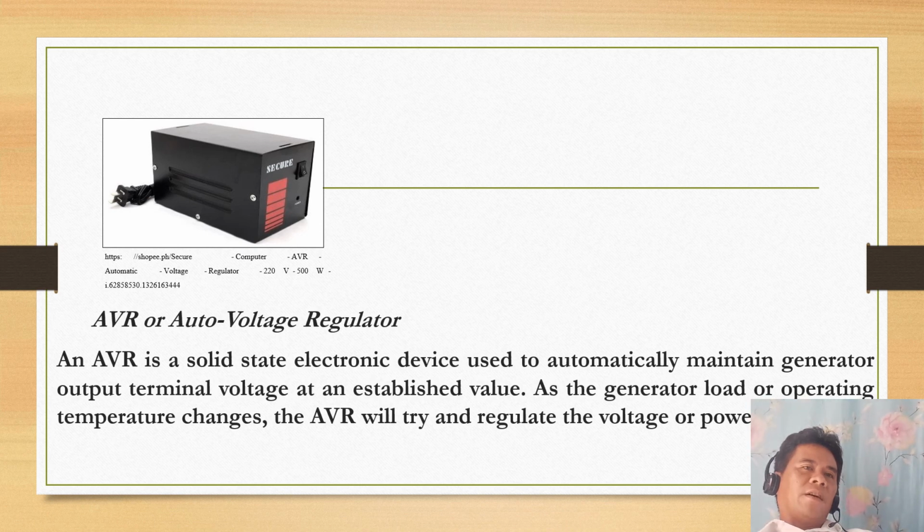So the EVR or the auto voltage regulator is a solid-state electronic device used to automatically maintain generator output terminal voltage at an established value. As the generator load or operating temperature changes, the EVR will try and regulate the voltage of the power.